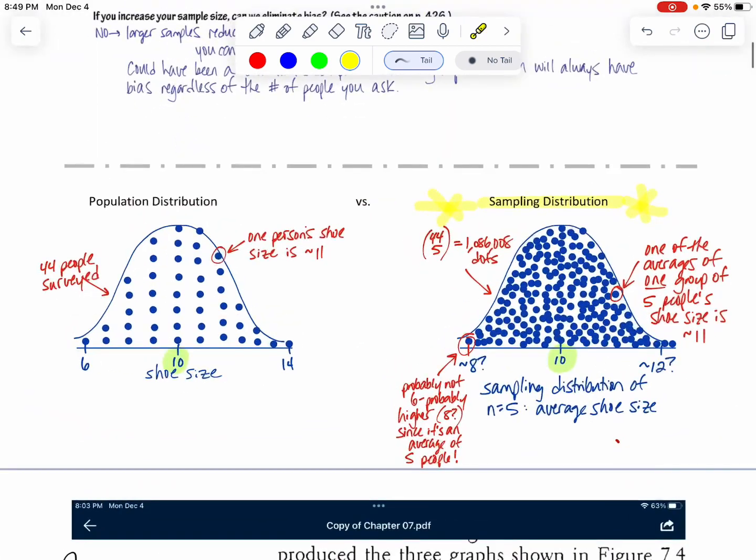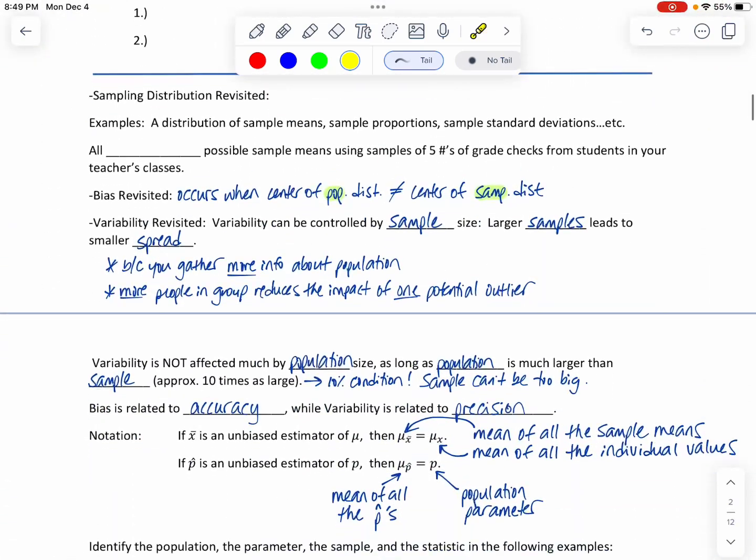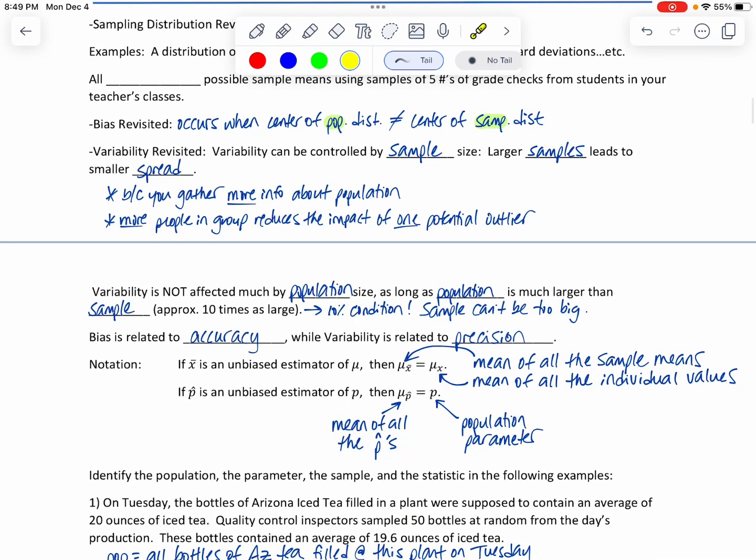So anyways, that is what I was referring to when I was talking about more people in the group reducing the impact of one potential outlier. If you just think about the test scores also, if you have one really poor test score, you want to have a bunch more tests for an opportunity to reduce the impact of that bomb on your overall grade, right? A little bit more and then we're finished.